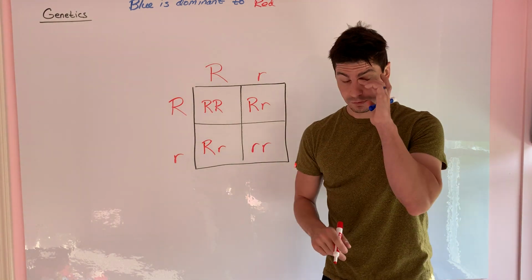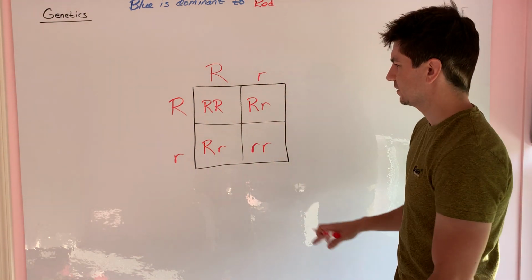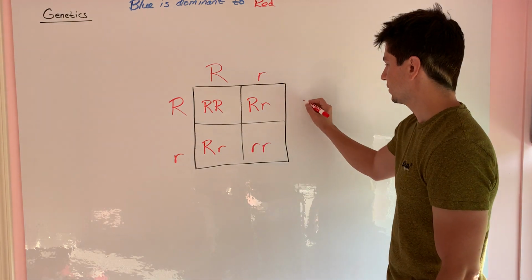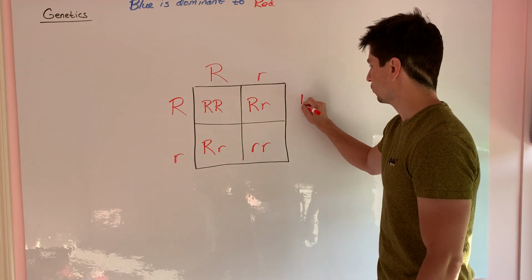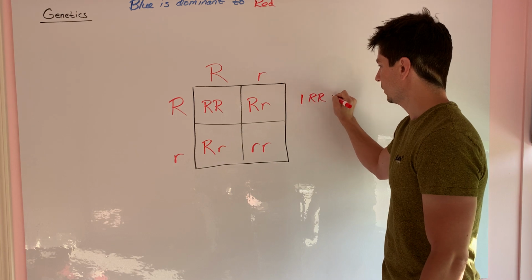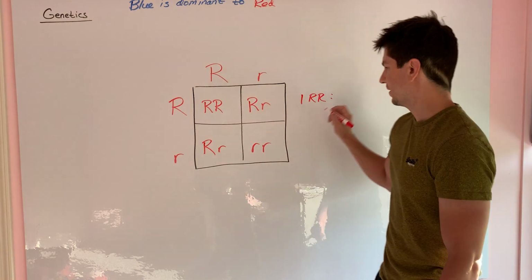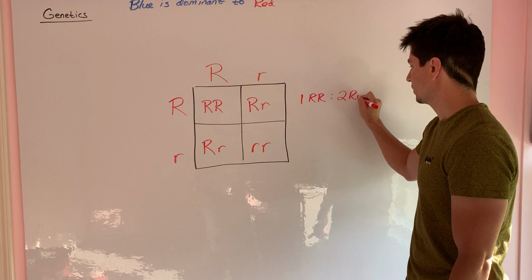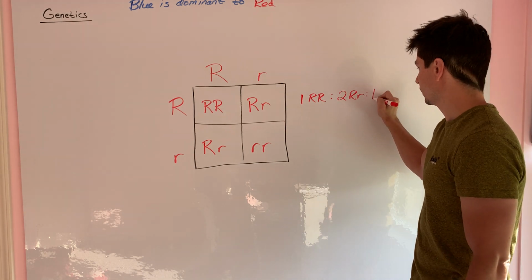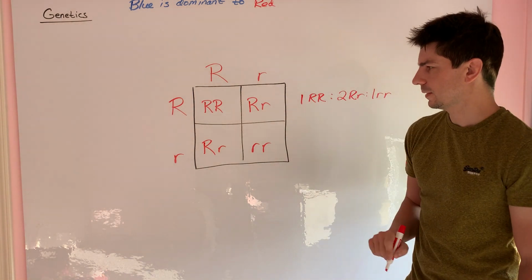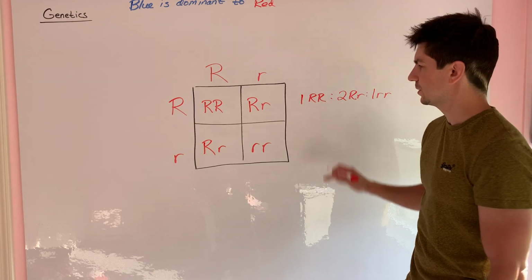Okay? So if we wanted to do a genotypic or a phenotypic ratio here, genotypic ratio, we would have 1 big R, we have 2 big R, little r's in there, and we have 1 little r. Those are genotypes, that's called a genotypic ratio.